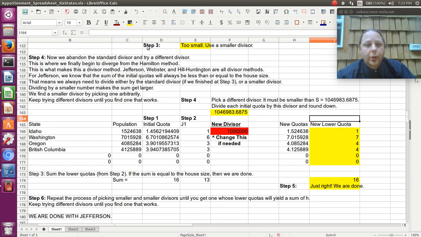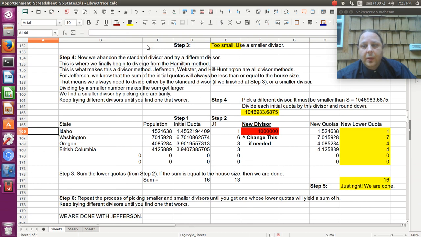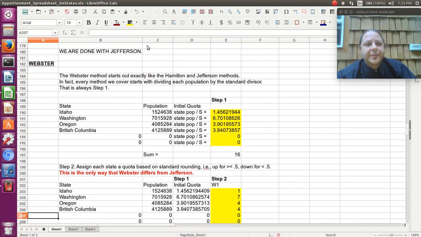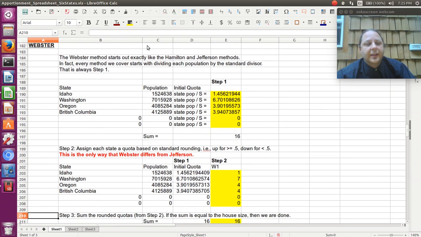I've now apportioned 1 to Idaho, 7 to Washington, 4 to Oregon, and 4 to BC. Okay, and you'll notice that this method, the Jefferson method, is very similar to Hamilton in that they both favor large states. But it's also different from Hamilton in that I have to choose a divisor, and I do so by trial and error. Okay. So that's the Jefferson method, and it gives me 1744 with these made-up numbers. These are not real state numbers.